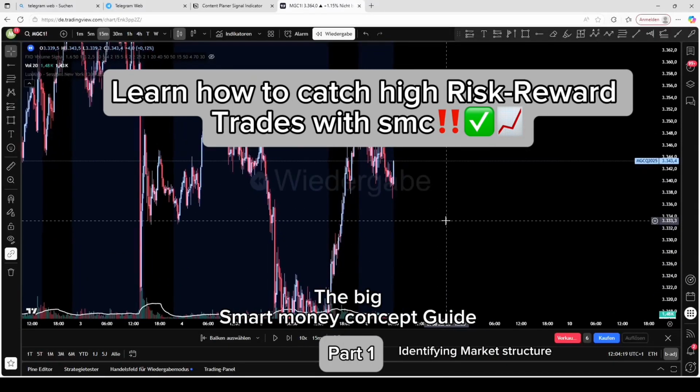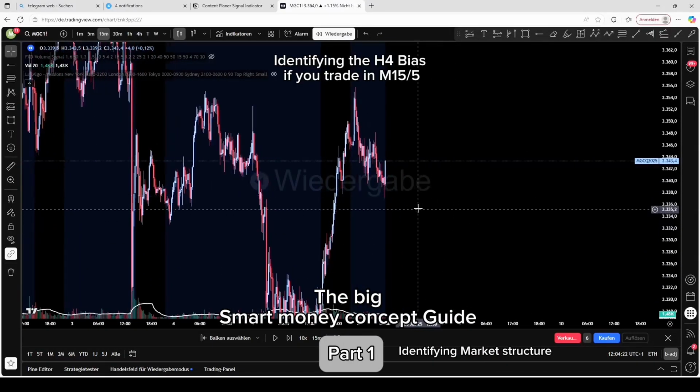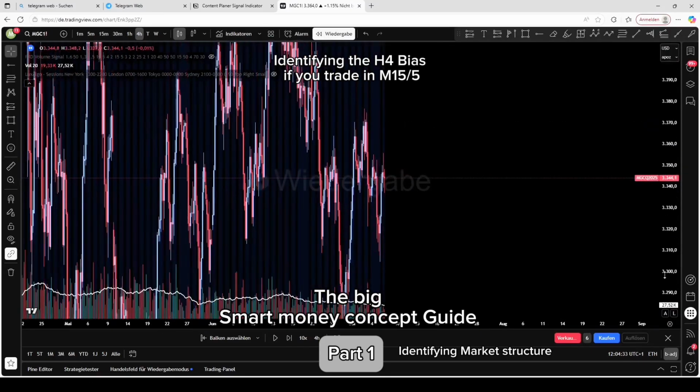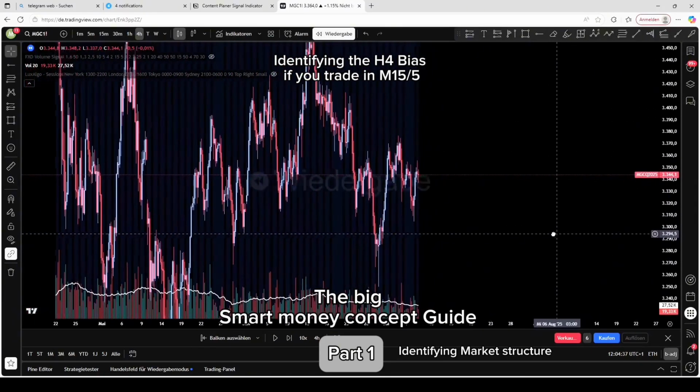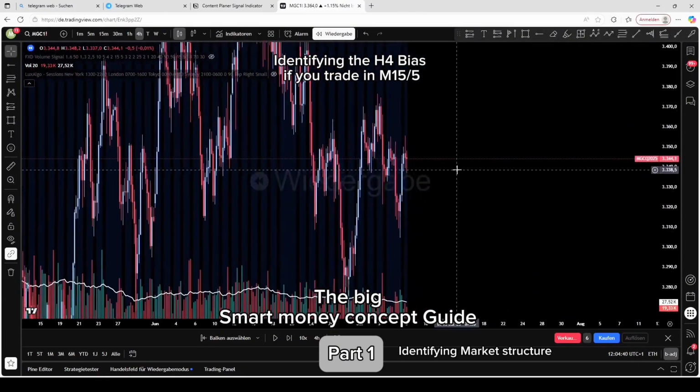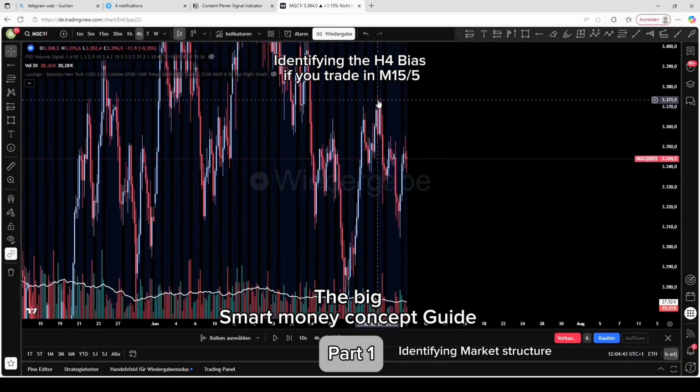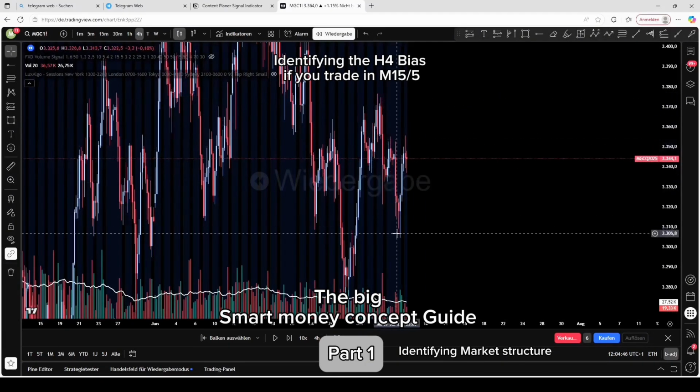So first of all, we want to identify our bias. What we have to do is, first we have to look on the 4-hour time frame because we need to see the overall bias. So what we can see here is, at the moment we're clearly bearish. We have here a beautiful liquidity sweep, and now we have swing high, swing low, swing high, swing low.